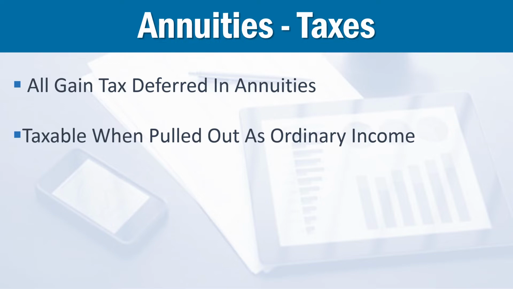Now, in a non-annuity investment, you might expect to generate long-term capital gains, which are typically taxed at a lower rate. But with annuities, all gains may be deferred, but they're considered ordinary income when you distribute them out of the annuity. Now, all the taxable portion comes out first unless you're annuitizing.